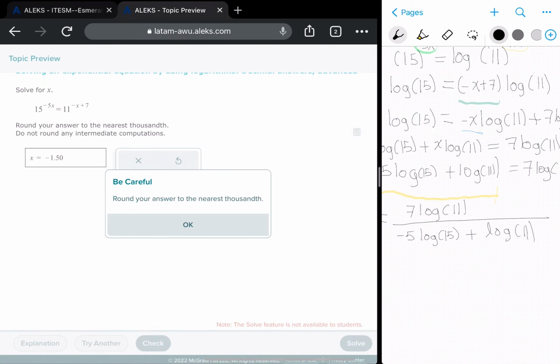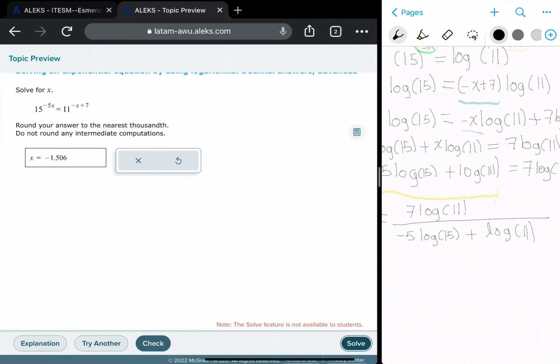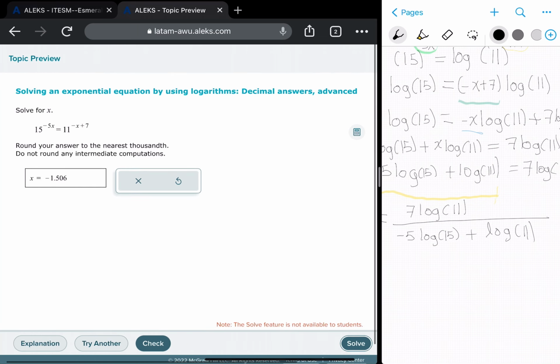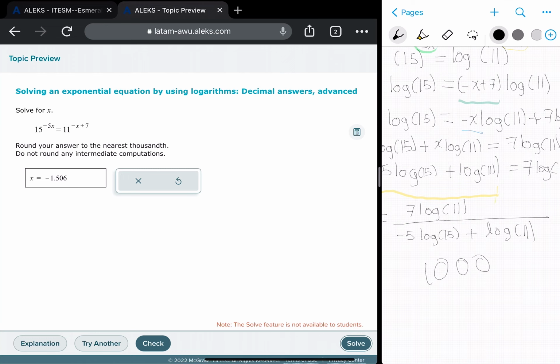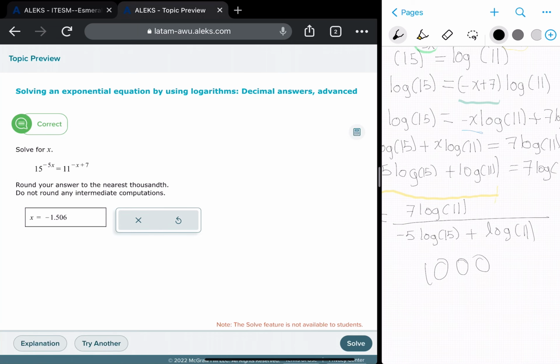Let's check. Be careful. What this is saying is that I need to write the nearest thousandth, so I needed to add another decimal because it says thousandth, not tenth. So I need the last decimal there. Now I check, and that is the right answer.